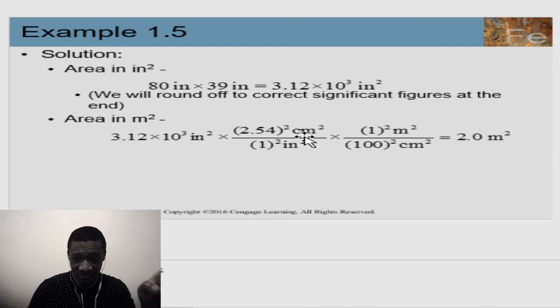If you're doing them individually, it's more complicated, but you're more sure of your answer. If you square this, you're sure as well, but ensure you don't make the mistake of forgetting to square. So you square the conversion factors as well. So at the end of the day, you have 2.0 meters square. So that's that.